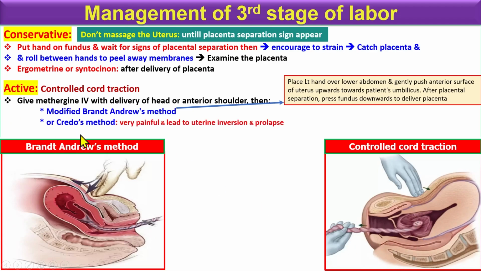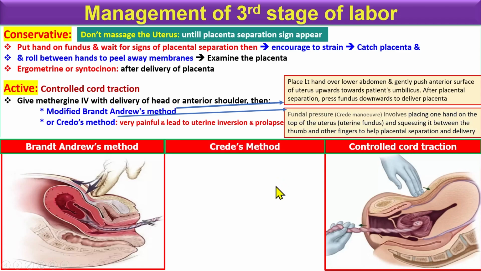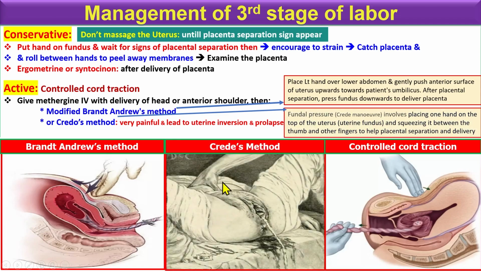The other is the Credé method, which is somewhat painful and can lead to uterine inversion or prolapse. Okay, so what do we do in the Credé method? We apply fundal pressure by gripping the fundus between the thumb and fingers and trying to squeeze. In this way we separate the placenta, and also deliver the placenta.